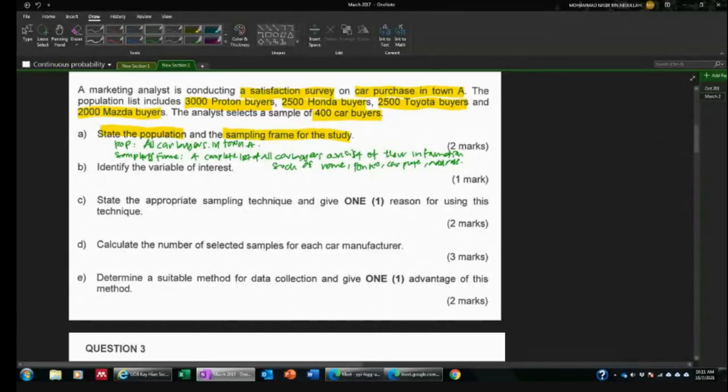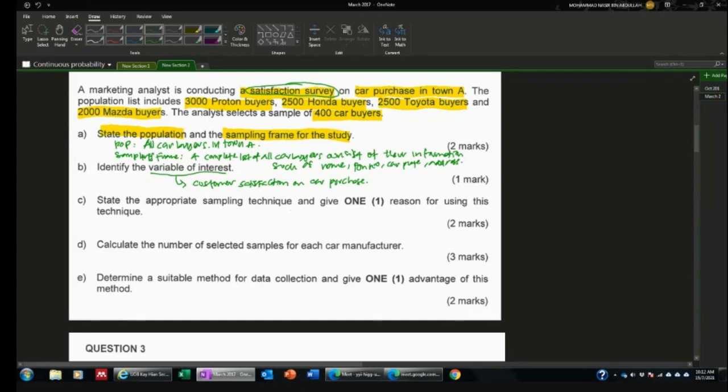Right, identify the variable of interest. So what is the variable of interest here? They want to do a satisfaction survey on car purchase. So it should be customer satisfaction on car purchase. This is the variable of interest, and satisfaction of car purchase is a qualitative variable, and it lies under the ordinal scale, either satisfied, not satisfied, very satisfied, dissatisfied, right?